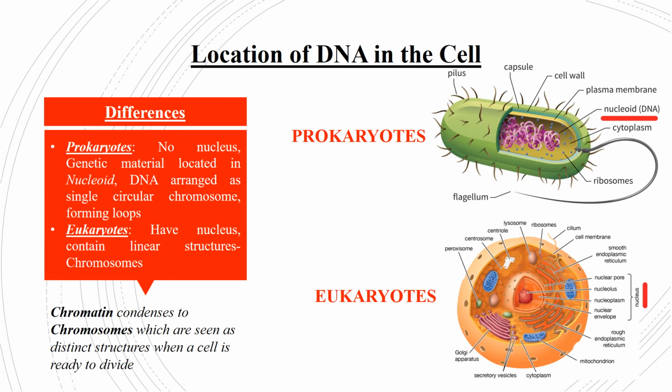The location of DNA in a prokaryotic cell is very different from a eukaryotic cell. Since a prokaryotic cell lacks a nucleus, the DNA is located in the cytoplasm of the cell in a region known as the nucleoid, and the DNA is arranged in the form of circular chromosomes. In case of eukaryotes, as we learned, the DNA is housed in a membrane-bound organelle, the nucleus, and therefore it exists inside the nucleus in the form of linear structures.